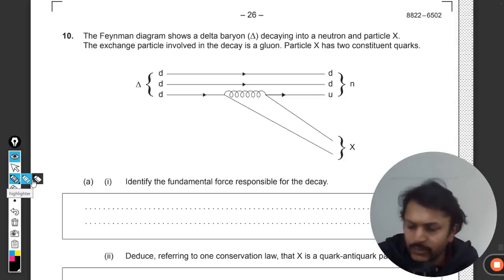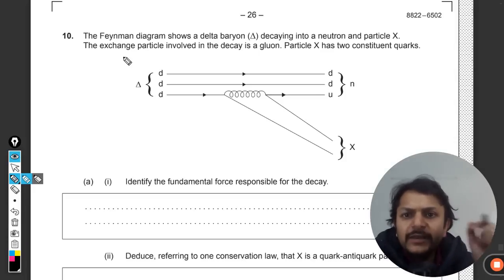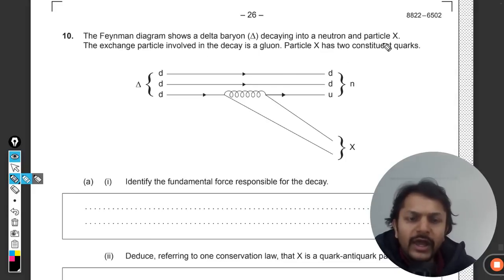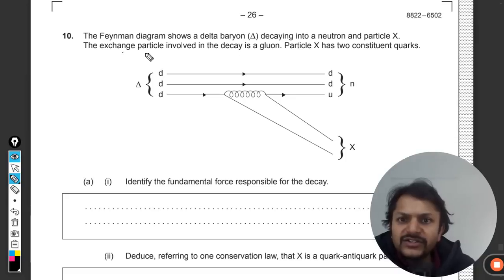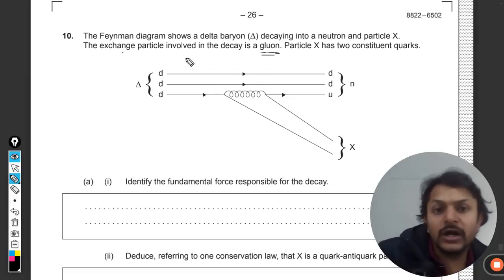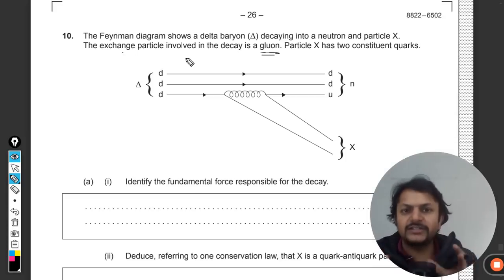Okay, dear student, let us see what is there in this question now. The Feynman diagram shows the delta baryon decaying into the neutron and a particle X. The exchange particle involved in the decay is a gluon. Okay, now that's quite a different thing. It's a big surprise to me.